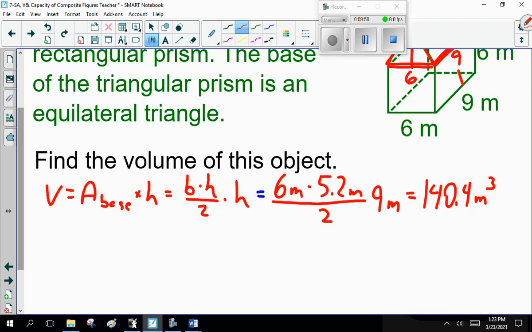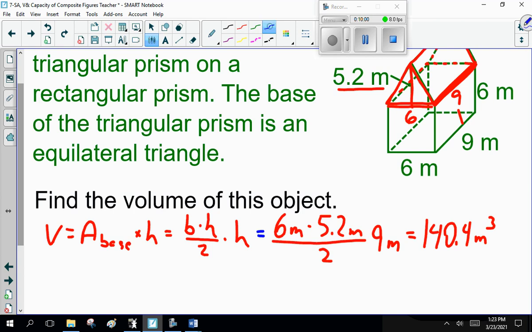Now, I'm going to pause the recording. I want you guys to figure out the volume of this prism down below, the blue one. And then I want you to find the total volume. We'll come back and compare answers, okay?